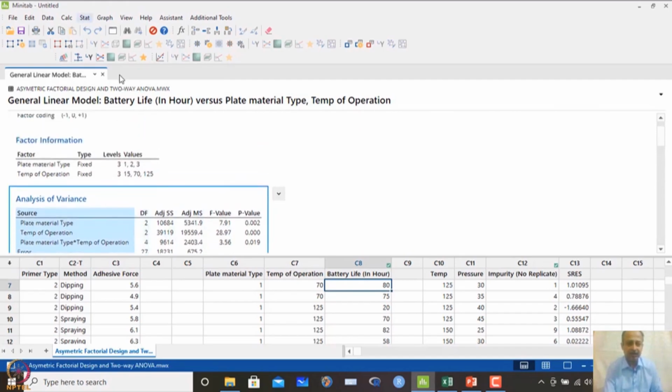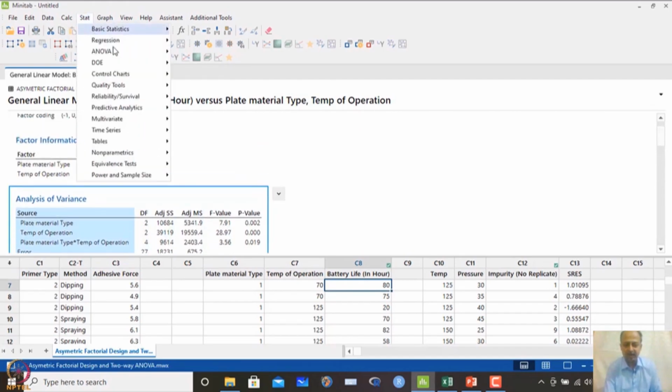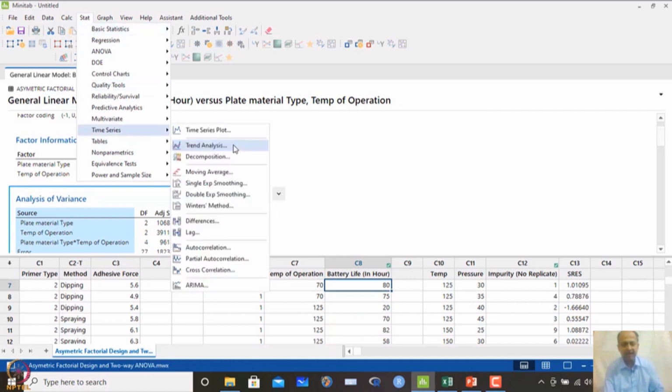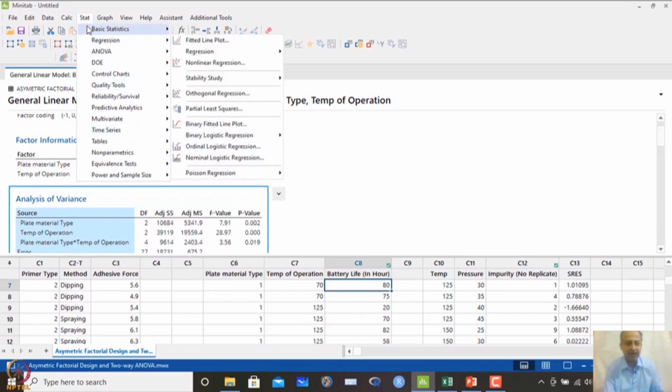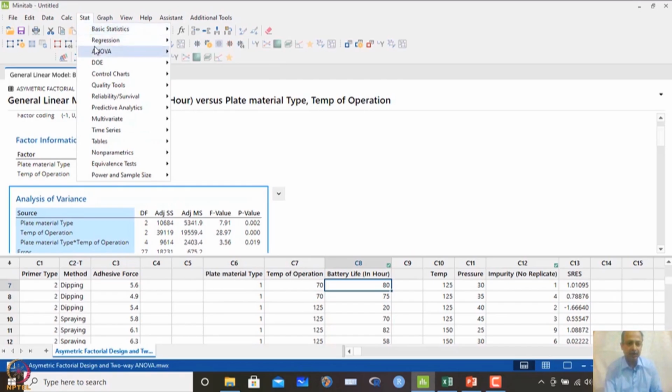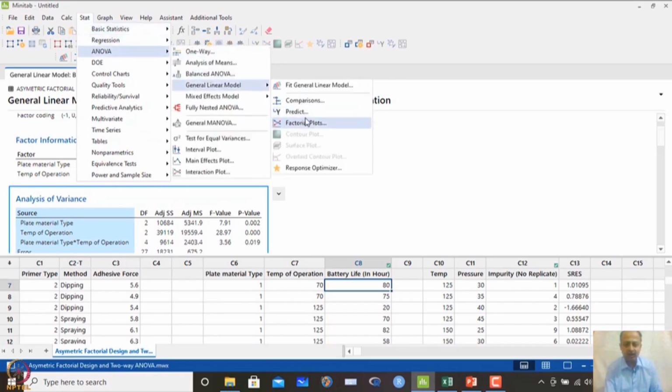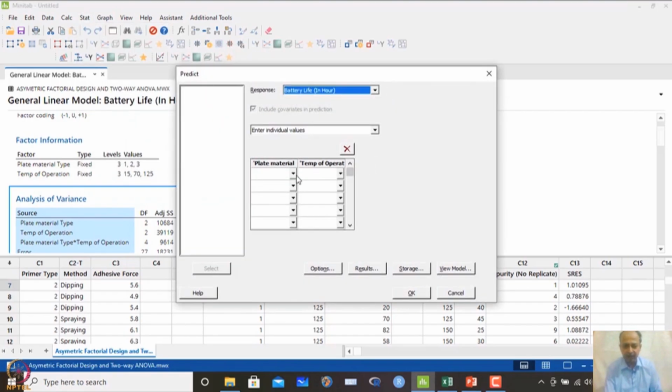And then what we can do is use this model to predict anything. So, I have selected material type 3, let us say, and at 15 degrees, what is expected. So, I will go to ANOVA analysis, go to general linear model and predict. If I go to predict, it will ask what material type you want to predict. So, I will say 3, and for temperature, let us say I want to predict what will happen at 15, give me what will be the battery life.